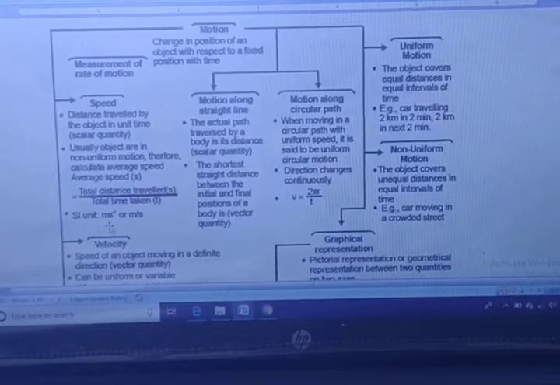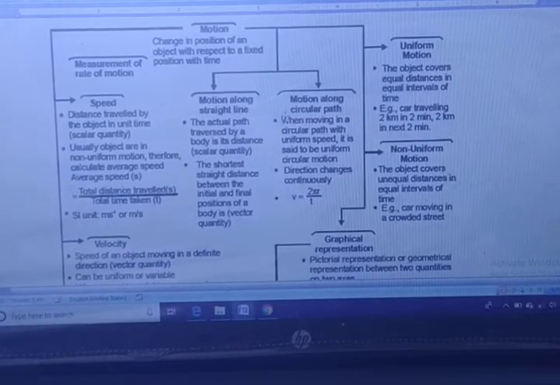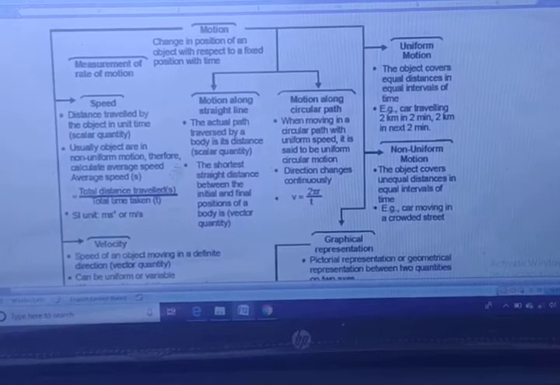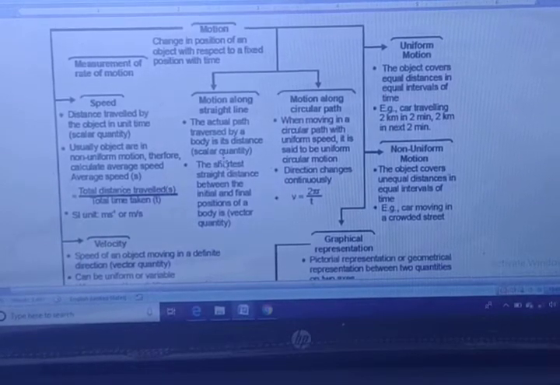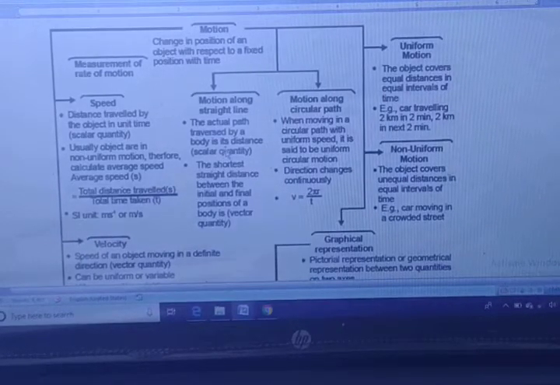The SI unit of speed is meter per second because of the formula of speed. Can you tell me what is the formula of speed? Speed is equal to distance upon time. Now come here: motion along a straight line and motion along a circular path. Motion along a straight line. The actual path traversed by a body is its distance, a scalar quantity. The shortest straight distance between the initial and final position of a body is a vector quantity, called displacement.